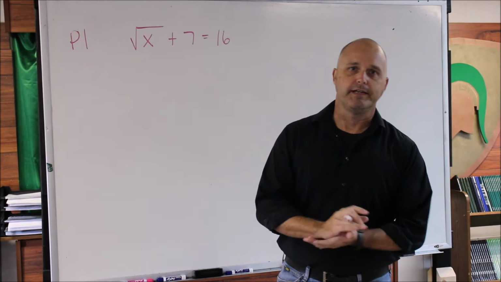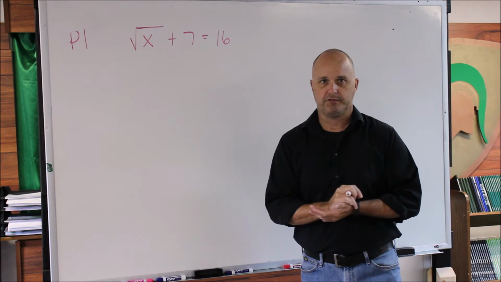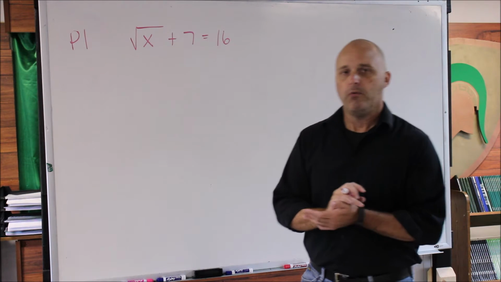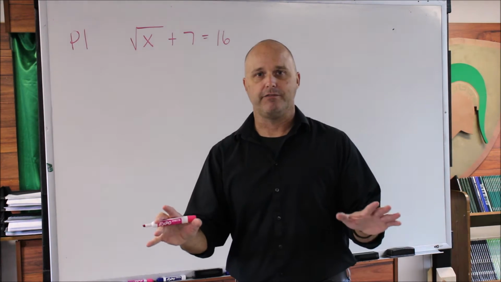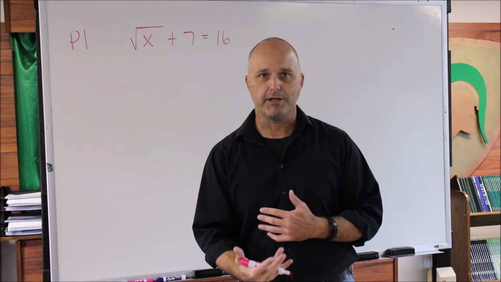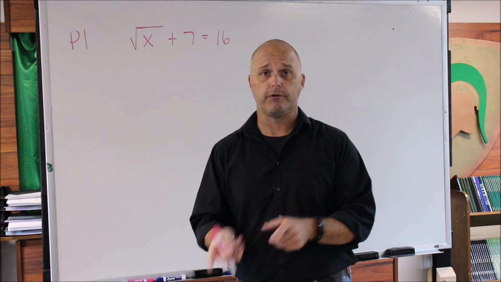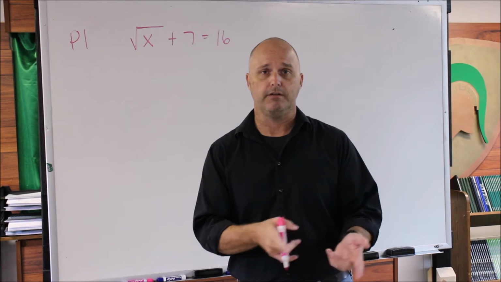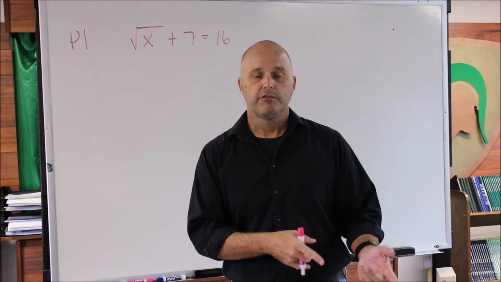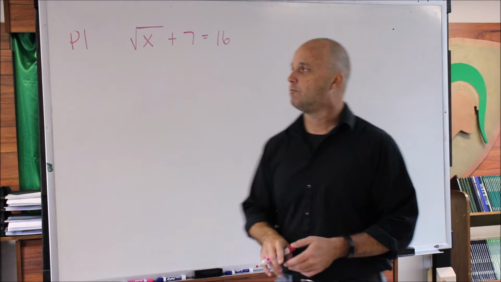In our next section, we're going to take a look at radical equations. So the first problem that we've got is the square root of x plus 7 equals 16. What we want to do is the same set of processes that we've always done for solving any equation, and that is to isolate the variable by using the reverse order of operations, or the opposite of the order of operations. So instead of ending with addition and subtraction, we're going to begin with addition and subtraction.